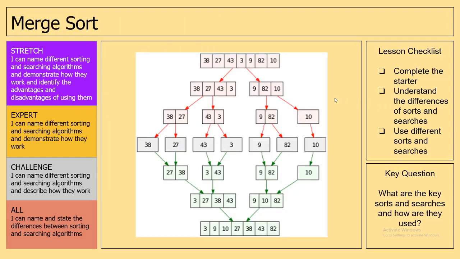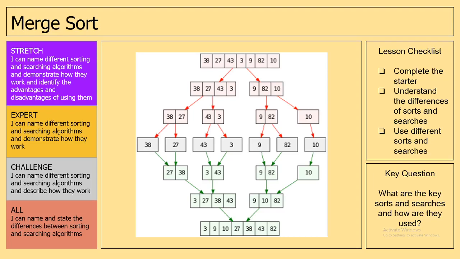So the last sort we're going to be looking at today, boys and girls, is called a merge sort. Merge sorts are really, really easy peasy to do. We can see right at the top up here, we have got a list of numbers: 37, 38, 27, 43, 39, 82 and 10. What we want to do is sort those out.